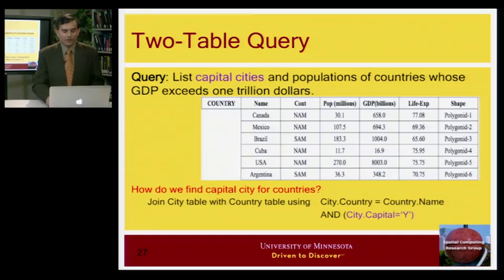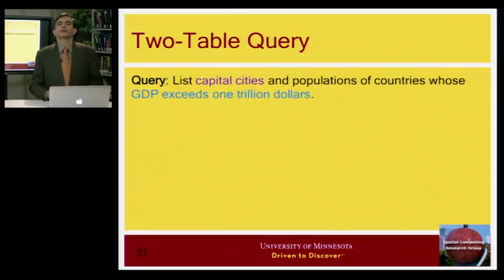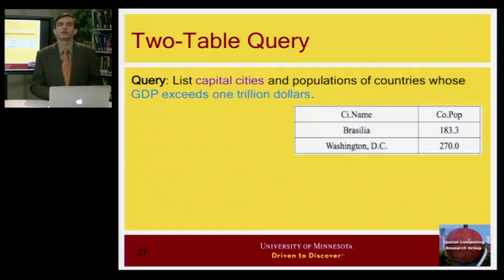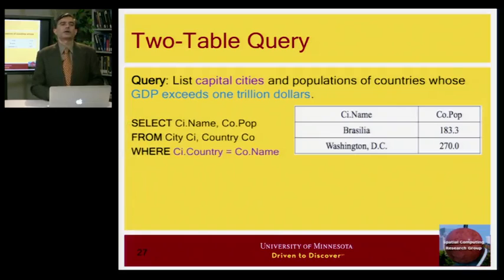Okay? So once we understand this logic, then we can start to compose this SQL query. So here is the query back, and this is the kind of result we want. And here is your start of the SQL query. So we first say, okay, we need two tables. In order to answer this query, one table is not sufficient. So we need country table and city table.